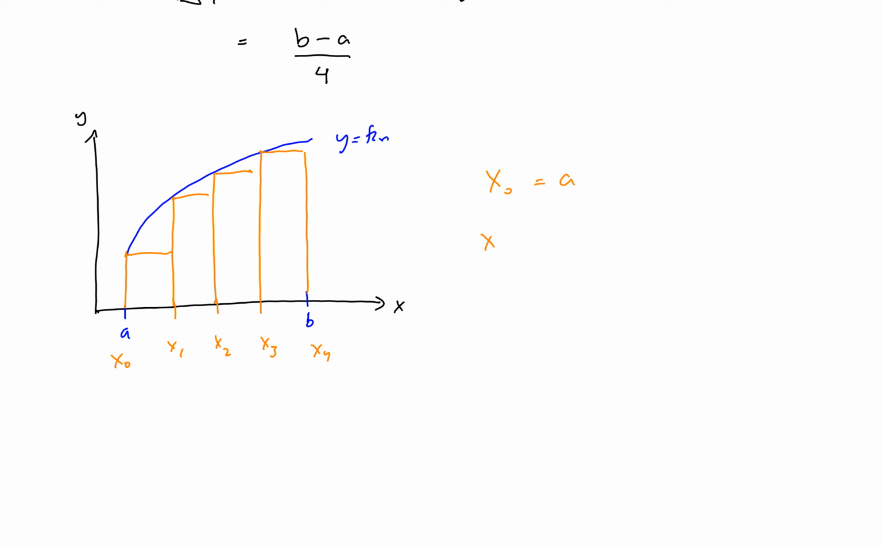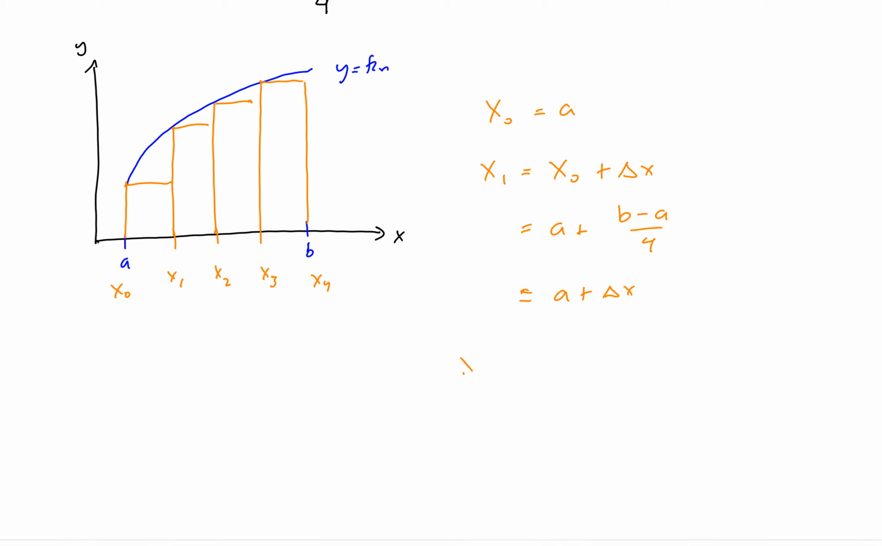And now to get to x1, I was at x0, and I went a delta x over. So this is a plus (b minus a) over 4, but we might want to just write this to save a little notation as a plus delta x. What is x2? Well, I'm at x1 and I add a delta x to it. So this is a plus delta x plus delta x. So this is a plus 2 delta x.